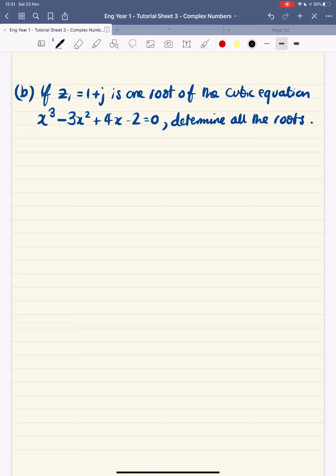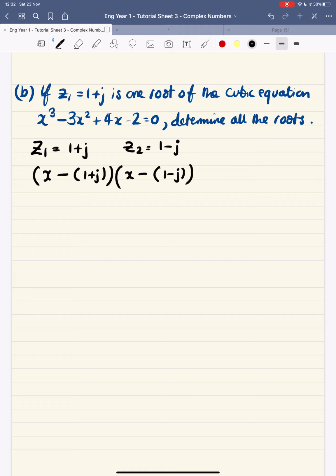Okay, B. So for part B, if Z1 is 1 plus j is a root of the cubic equation, determine all the roots. So what we always have is that the roots occur in conjugate pairs. So if Z1 is 1 plus j, we've also got Z2 is 1 minus j. So we already know that x minus 1 plus j and x minus 1 minus j are factors of the cubic. So we multiply this out.